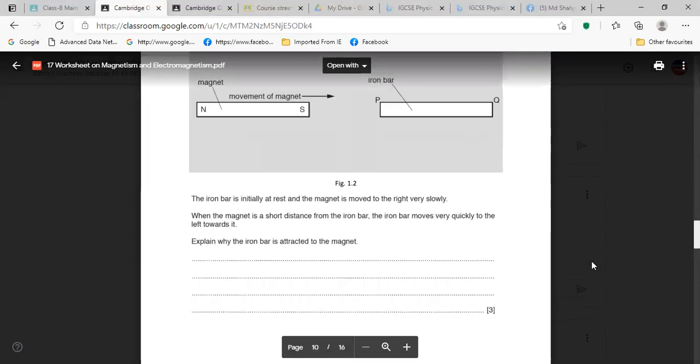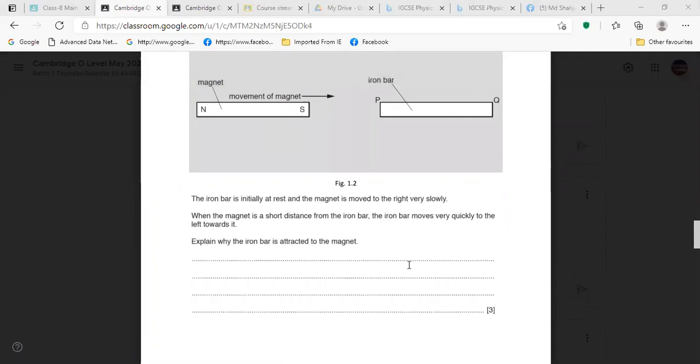3 marks there. 3 marks showing you that you have to bring the 3 points. The iron bar is attracted to the magnet. So why it's attracted? You have to write in 3 points. Have you got 3 points?